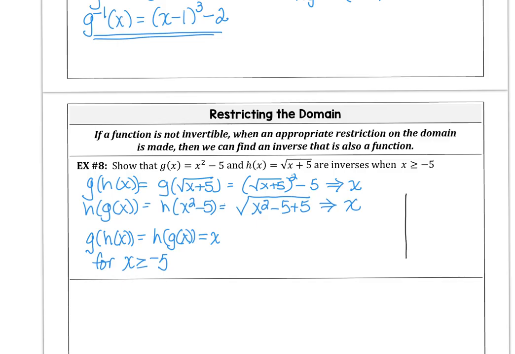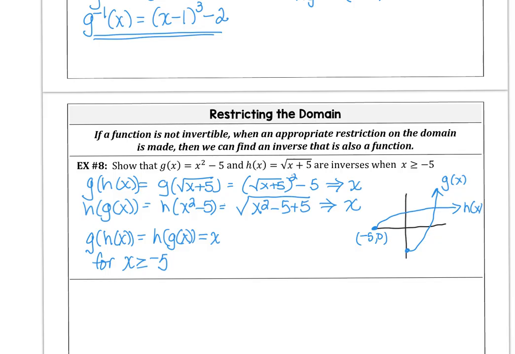Back to g of x. If we restrict the domain of g to be from 0 to infinity, this is the g of x. If we restrict, well, the domain of h of x is already restricted from -5 to infinity. This is h of x.